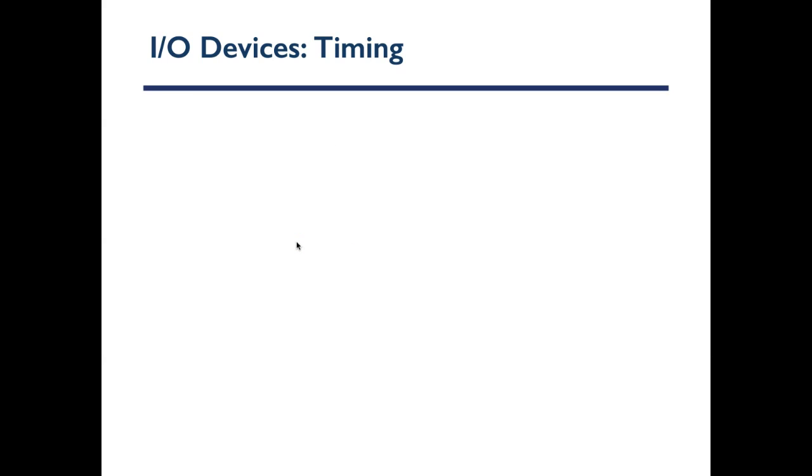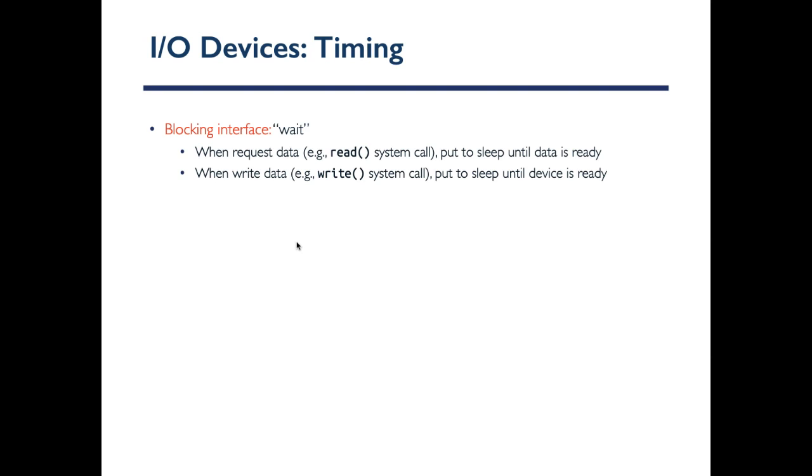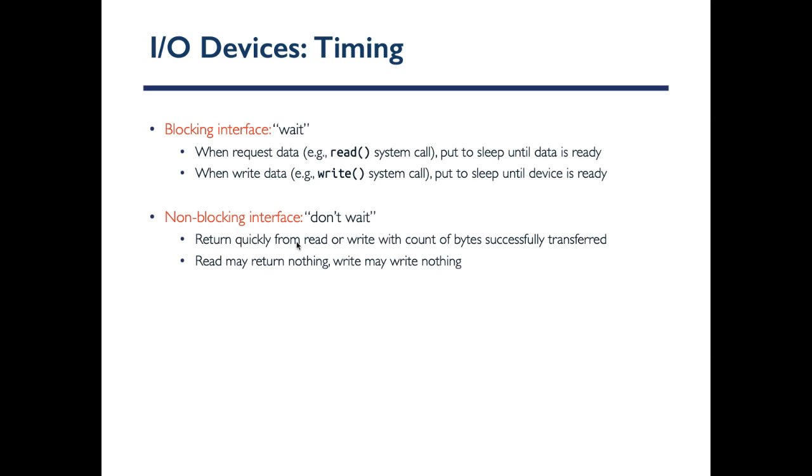The other aspect is timing. Your devices could provide a blocking interface, or basically the operating system could provide a blocking interface for some devices. That basically means every time you want to communicate with them, you have to wait for reading or writing data. The other one is non-blocking. You can just notify the device to transfer the data, and once the data is transferred, then you get notified.